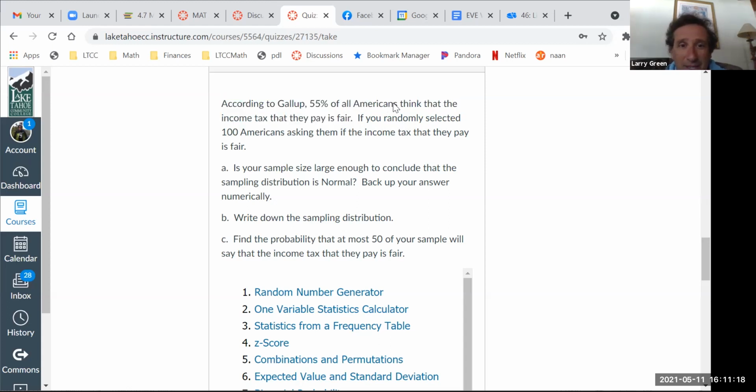Okay, they're saying 55% of Americans think the income tax they pay is fair. So if you're going to ask a bunch of people to find out the percentage of Americans that think the tax is fair, you're going to ask them, do you think the tax you pay is fair? Okay, let me ask you, what do you think? If I asked you, do you think the income tax you pay is fair? Tell me what you say. You can put in the chat box.